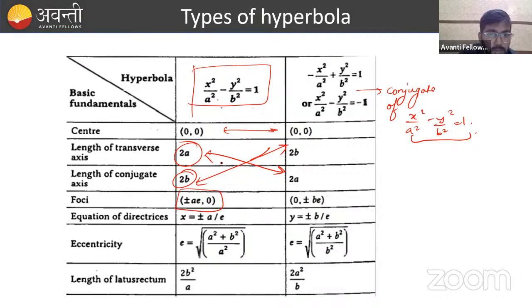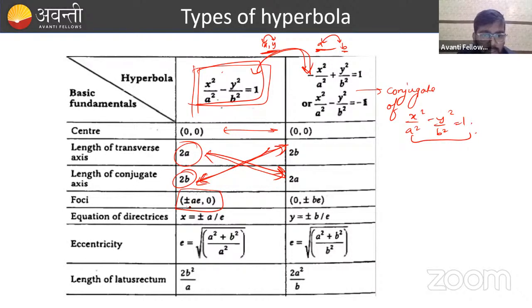For the focus, see, there is a trick for these two hyperbolas. You have to exchange x, y, and a, b. If you know the details about the standard hyperbola, then you can know the details about this conjugate hyperbola just by exchanging the variables x, y and exchanging the variables a, b. So here you can see this first interchange has happened for the length of conjugate and transverse axis.